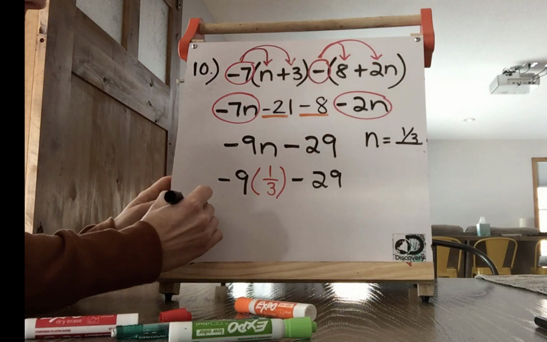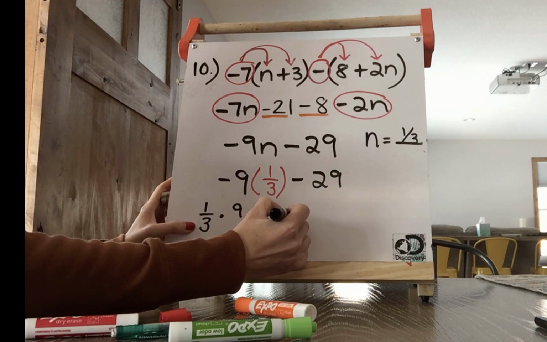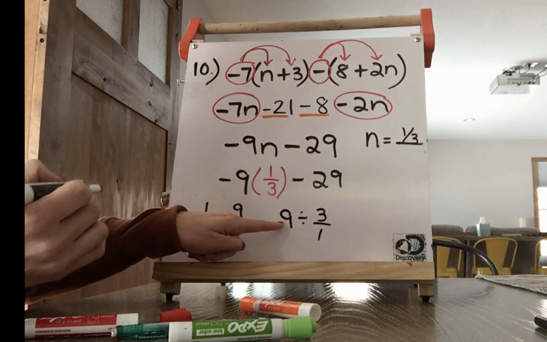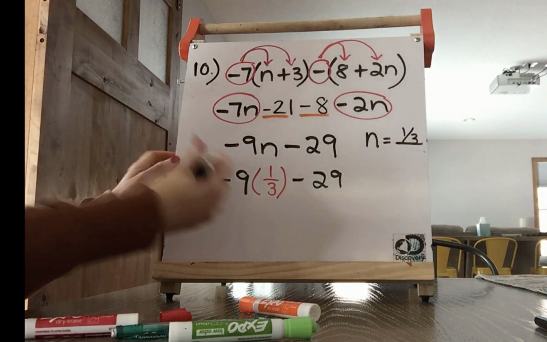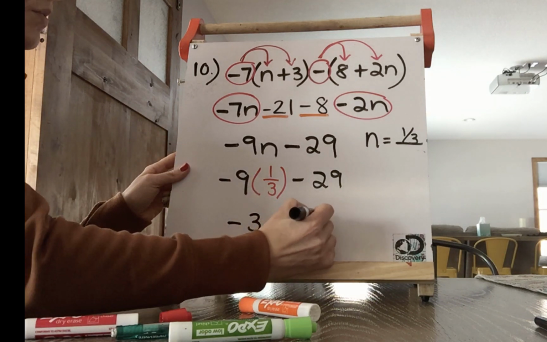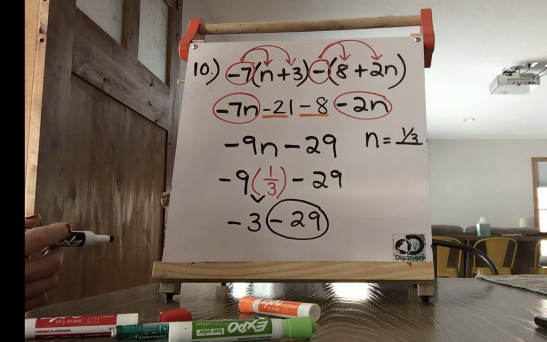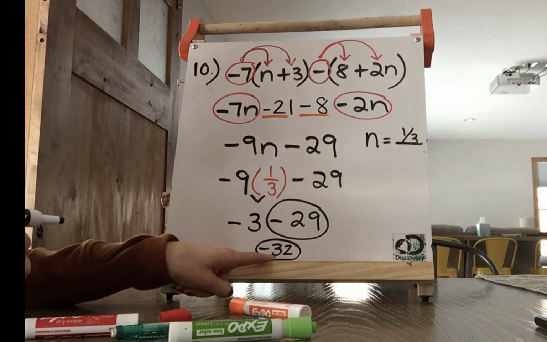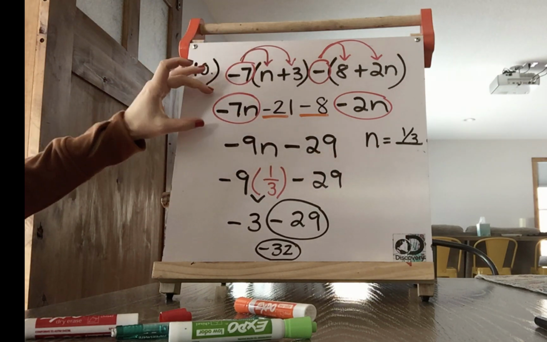Order of operations, right? If I have 1/3 of 9, that's actually the same as dividing by the reciprocal. So 9 divided by, what's the reciprocal of 1/3? 3/1. Do you know what 9 divided by 3 is? 3. So -9 times 1/3 is going to give us -3. Because my signs don't agree, it's negative. Minus 29. -3, you're taking 29 more steps further left. Where would you be? -32. There's my simplified answer once I substituted 1/3 in for n. And I got to this by first applying distributive property and then combining like terms.